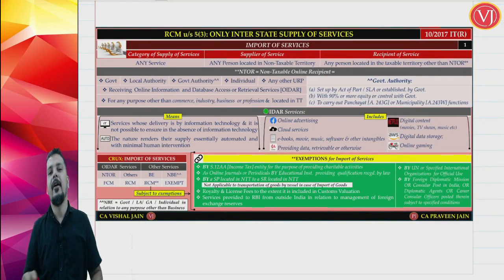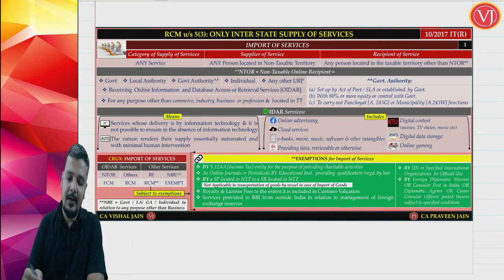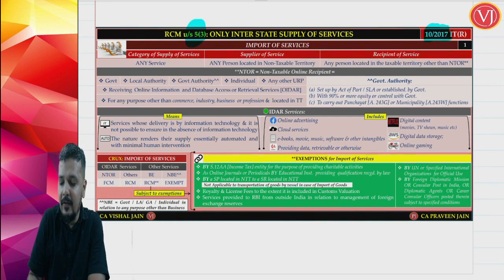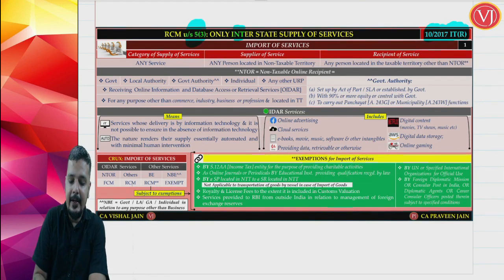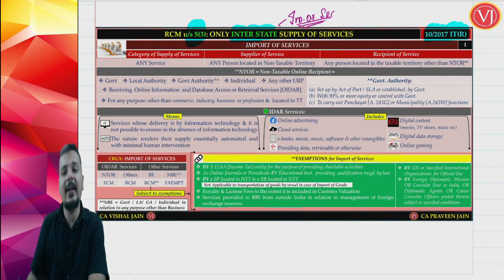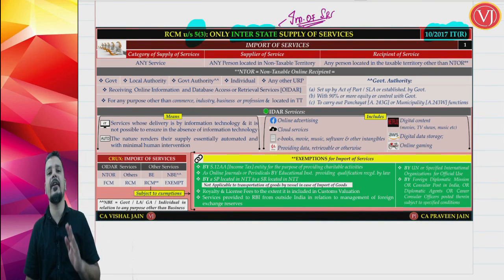Welcome friends, now let us talk about RCM type 1, but this time we are going to discuss RCM only and only as per section 5(3) of the IGST Act read along with notification number 10/2017 IT rate. Our focus will be only and only on interstate supplies. Now why is it so? Because friends, here the focus is only on import of services. When I say import of services, friends, it is very clear or very evident that it is interstate supply.